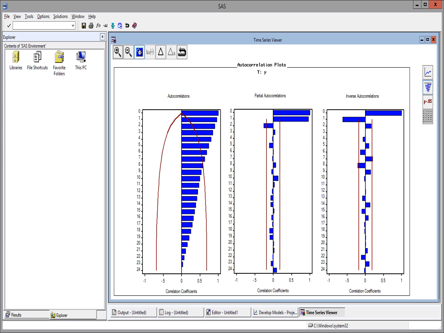And the rightmost plot, while we have it up on our screen, that inverse autocorrelation plot, is used here and there, but not nearly as widely used as these first two. We're going to focus entirely on the autocorrelation and partial autocorrelation plots.